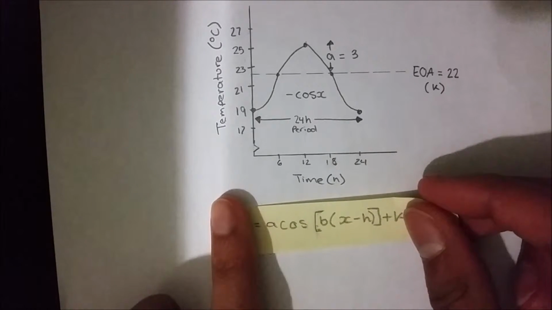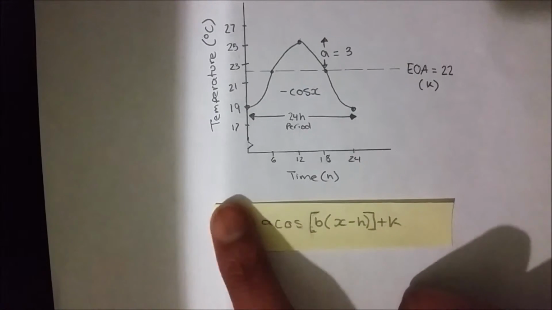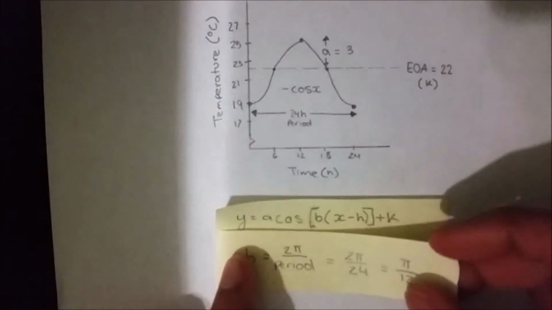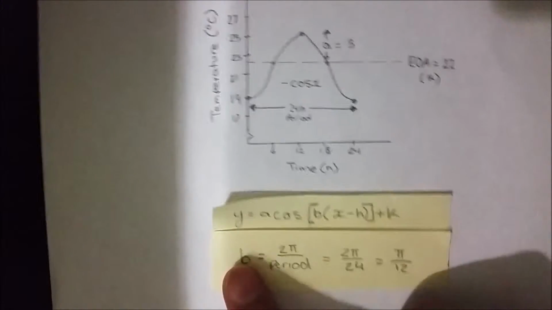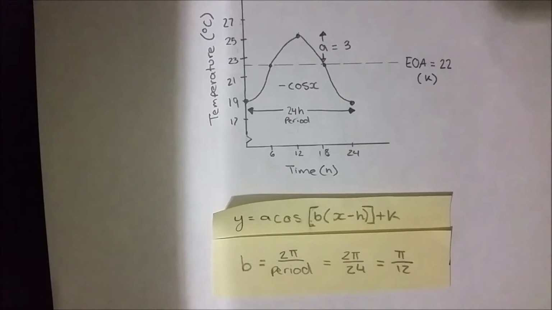Now that we have the values that we've solved for, we just need to plug them into our base function. But when doing that, we seem to be missing one value, the b value. Now, what is the b value? The b value is not the period. The b value is similar, using our period, but b equals 2 pi over the period. So 2 pi over 24 equals pi over 12.